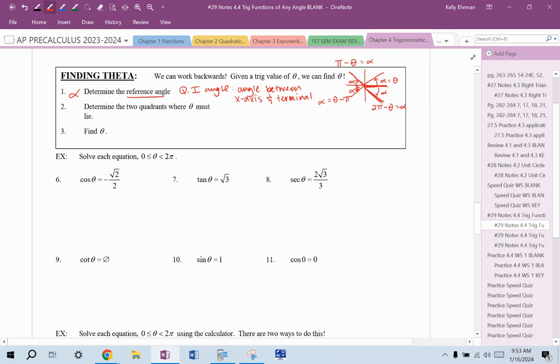If we're trying to solve between 0 and 2 pi, then we determine which two quadrants theta must lie in. This is based off of All Students Take Calculus. And then finally we find theta. If this is a non-calculator problem, theta will be a pair of our common angles.